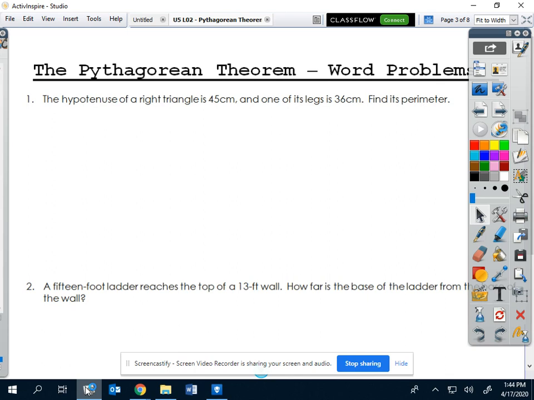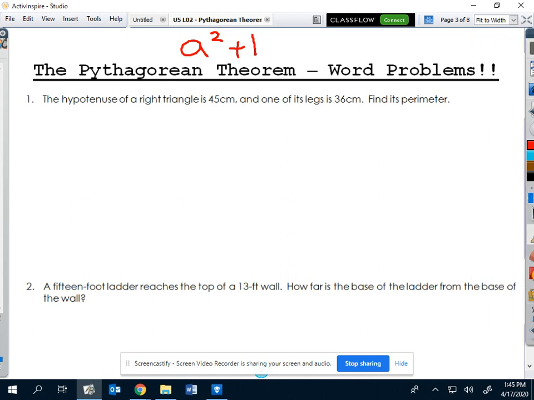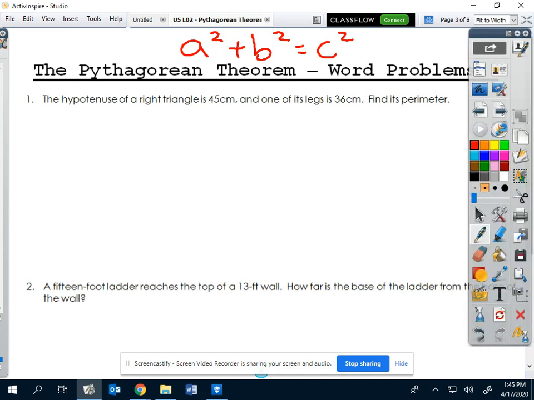So today we want to look at how we can use the Pythagorean theorem in a real-world context to answer some word problems. It's going to use the skills we practiced in the Pythagorean theorem lesson, where we learned how to use a squared plus b squared equals c squared. Let's write that down up here as a reminder: a squared plus b squared equals c squared. That's our Pythagorean theorem, but we're going to use it in the context of a word problem.